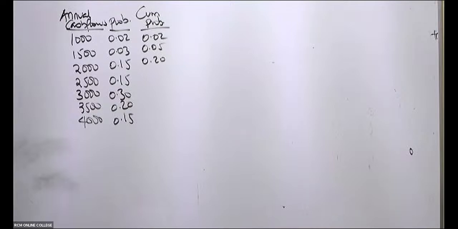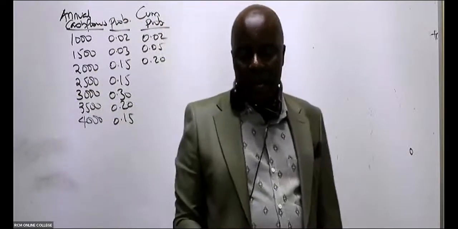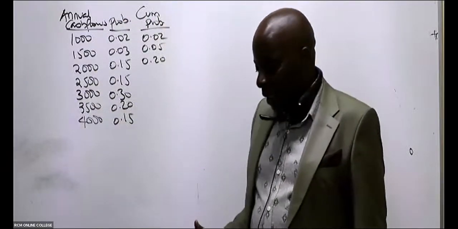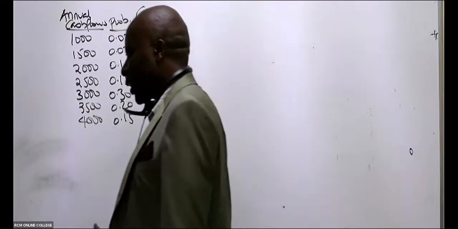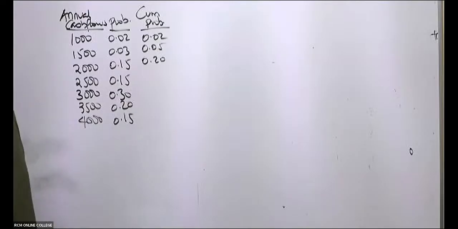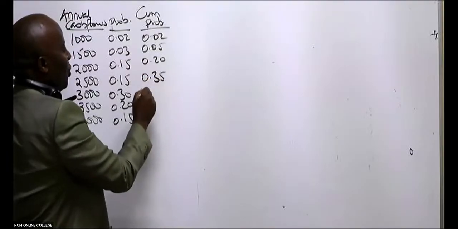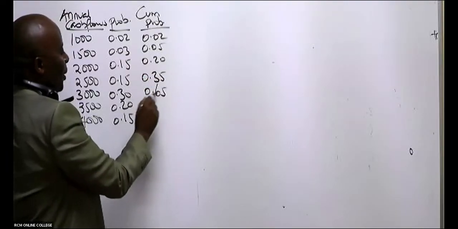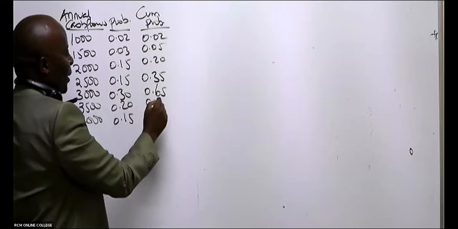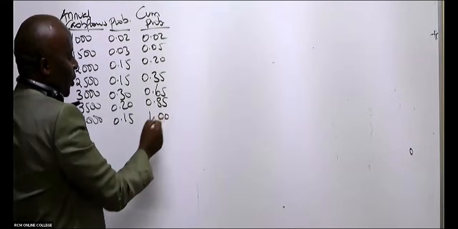And then remember, consistency is key here. Don't forget that. Okay, so the next one here, it will be 0.35, 0.65. If you add this, it is 0.80, 0.85, sorry. Then we have 1.00.